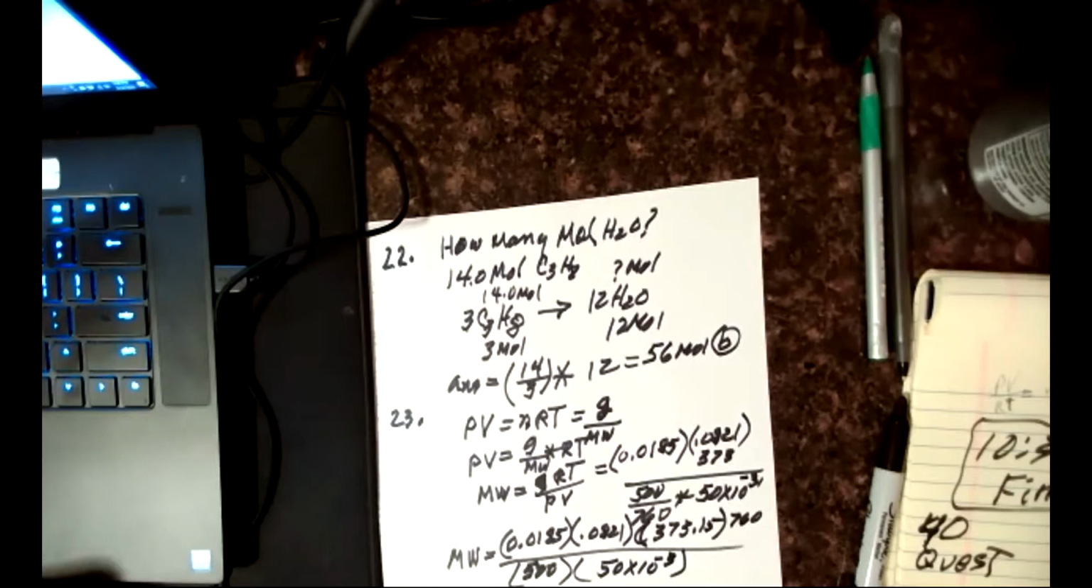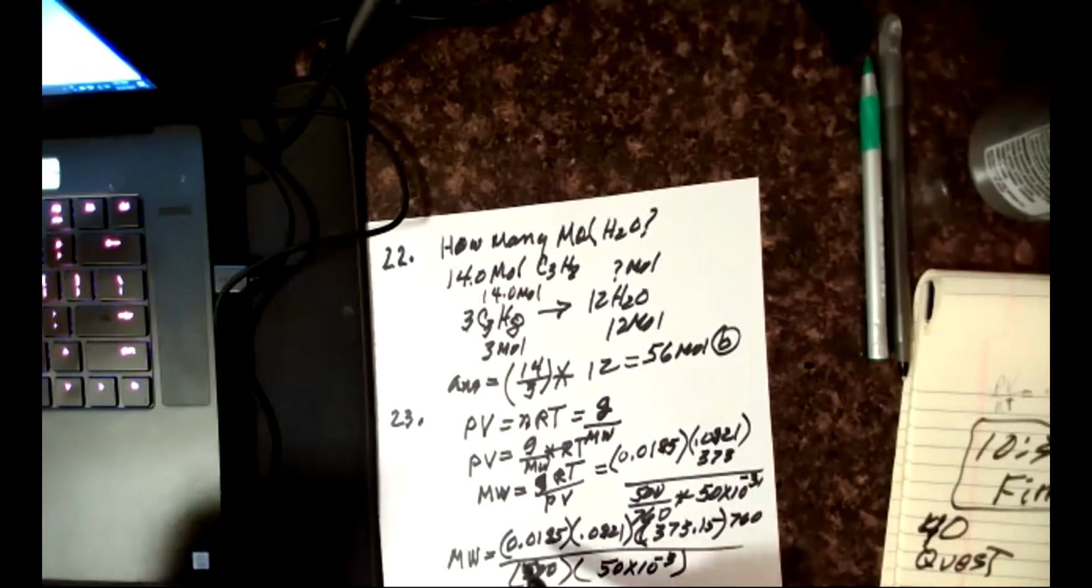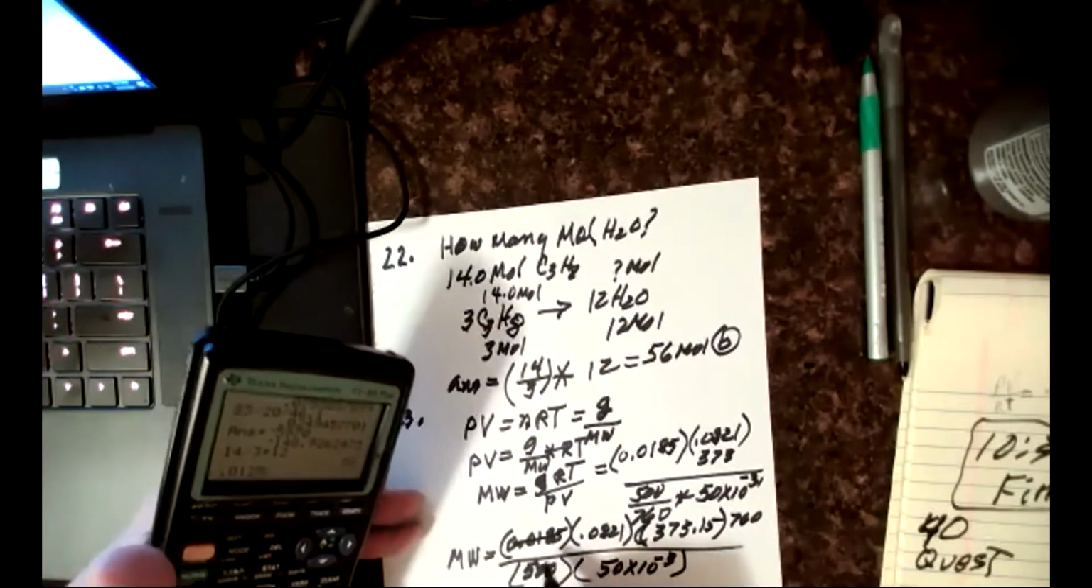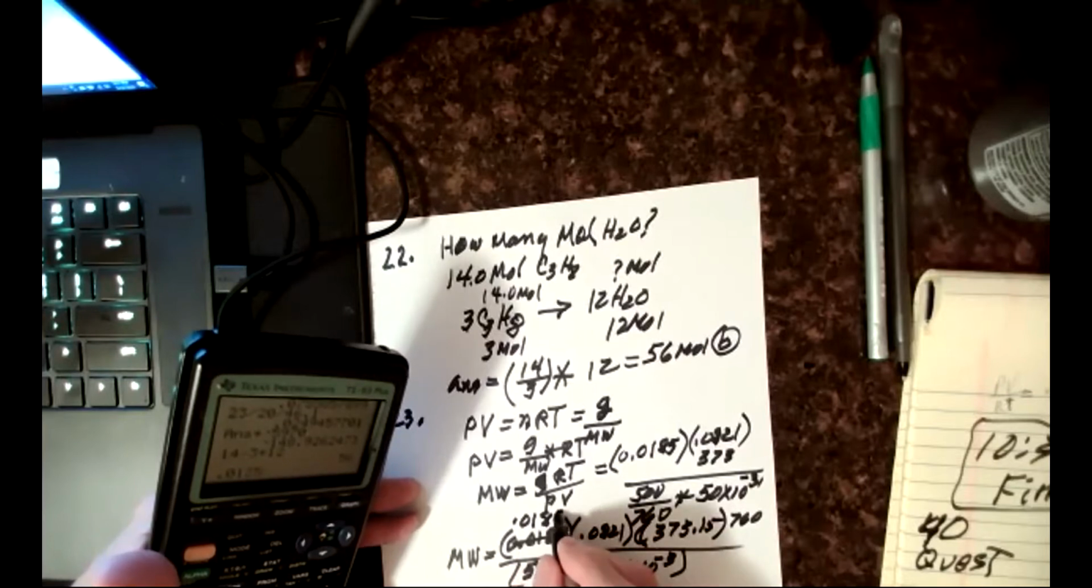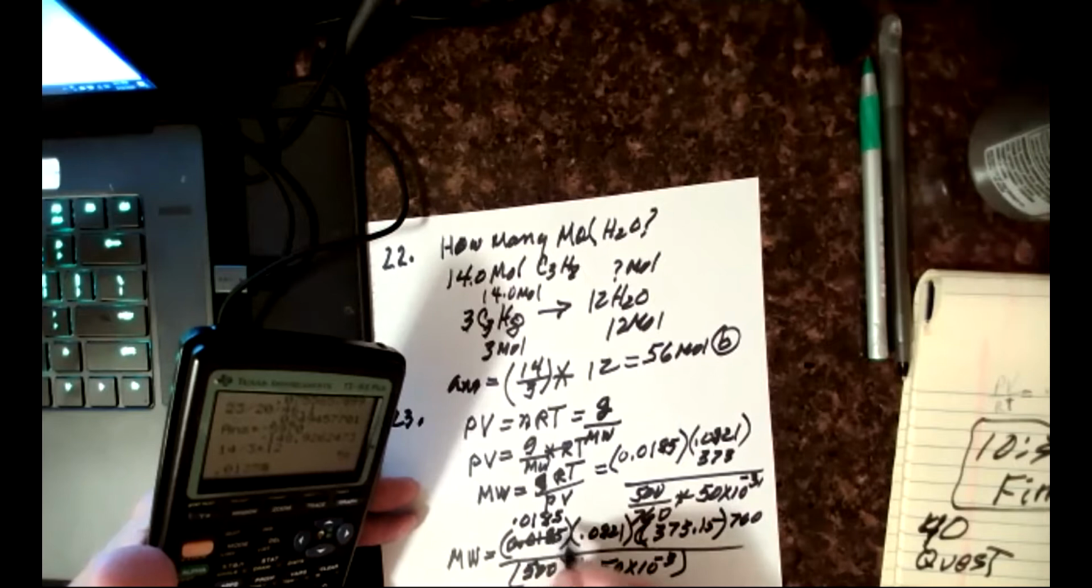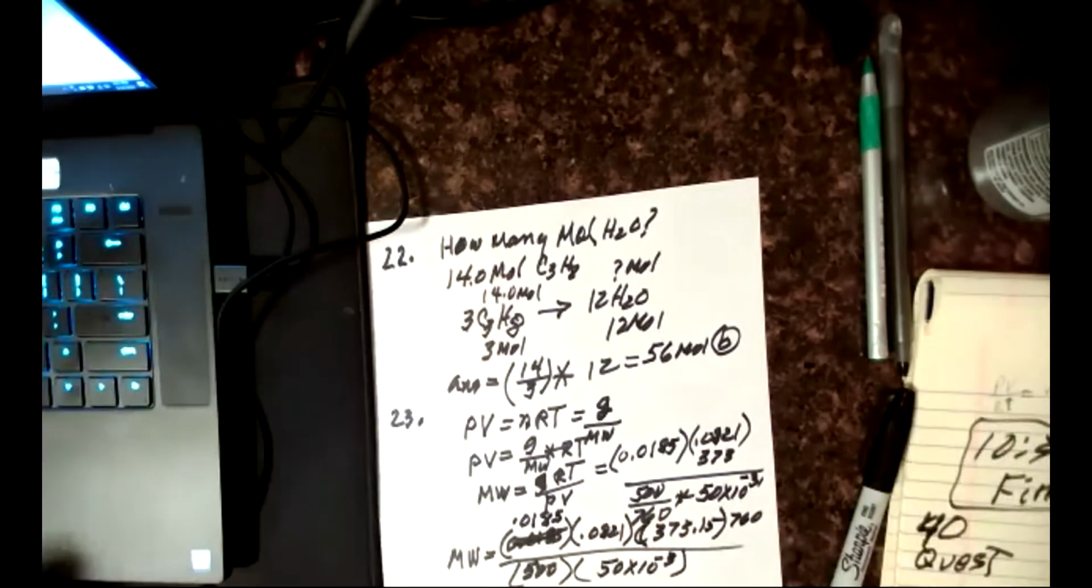So 0.0125, wait, where am I? Where did I get that? That's supposed to be the mass, and that's not the mass. I am looking at 23. Where did I get that number? Well, I don't quite know. It's 0.0185 gram sample. Okay, 23. Yes, I'm looking at number 23.